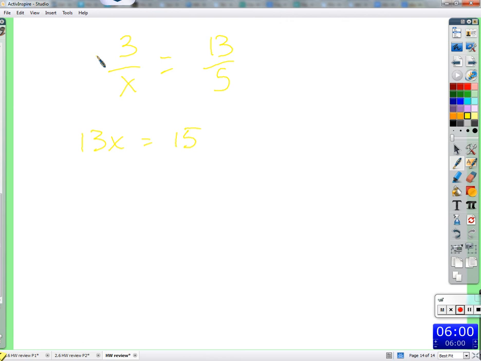Great. Also, you know what we really did? We just multiplied by x on both sides and canceled out this x, and when you multiply by x on this side, it's not in the denominator, it's a numerator. At the same time, we multiply by 5 over 1. 5 cancels that 5, and we multiply by 5 over here. That's what cross multiplication is. We're multiplying by the denominator of each side on both sides. So we're left with 5 times 3 is 15, and 13 times x is 13x. We divide by 13.